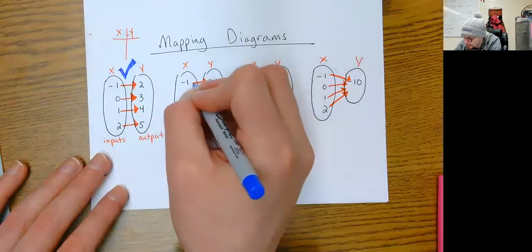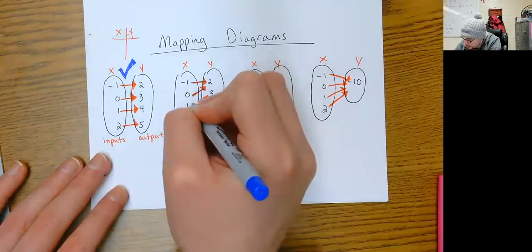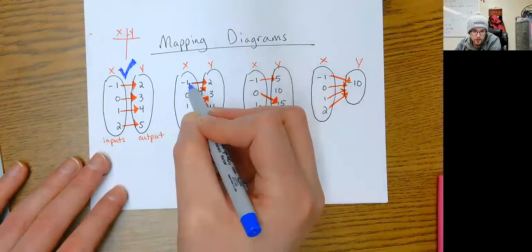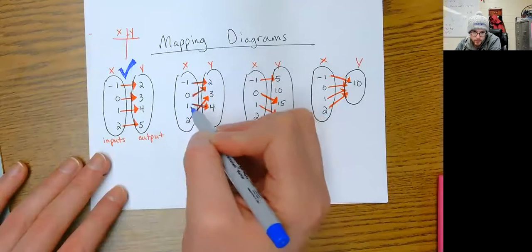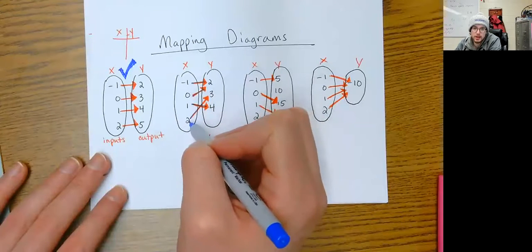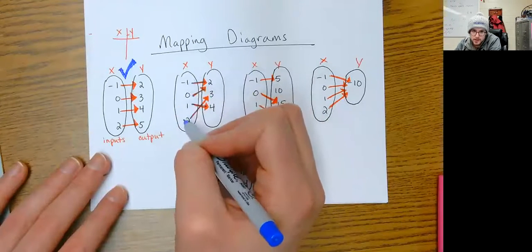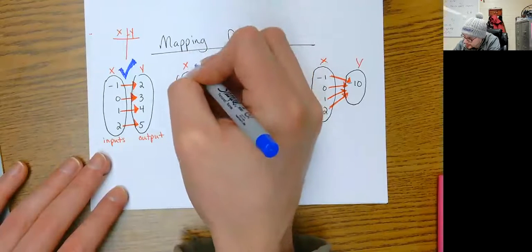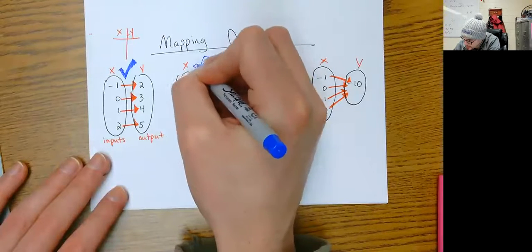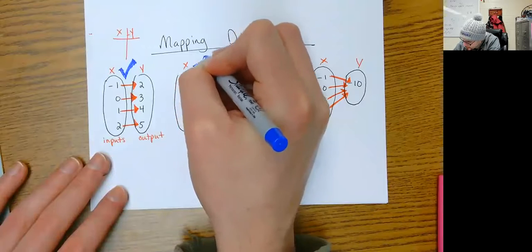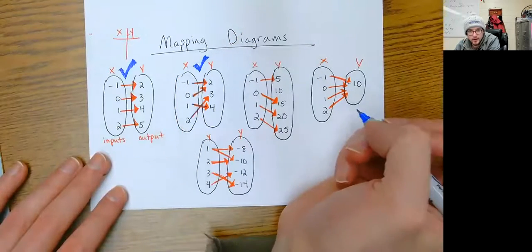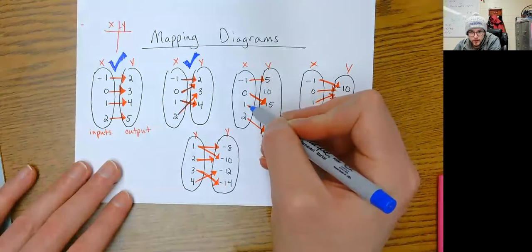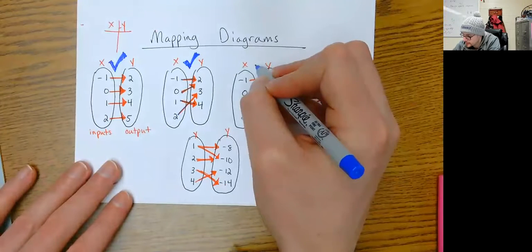How about this one? We got one arrow, one arrow, one arrow, one arrow. So yeah, that one works. One arrow from -1, one arrow from 0, one arrow from 1, one arrow from 2. For each x, there is one mapping to a y. So this one also works. How about this one? One arrow, one arrow, one arrow, one arrow. This one also works.